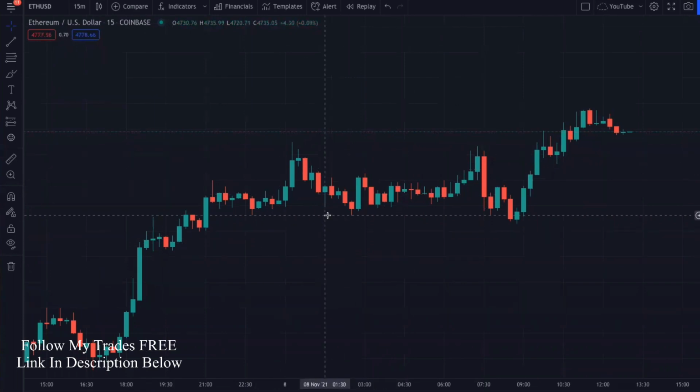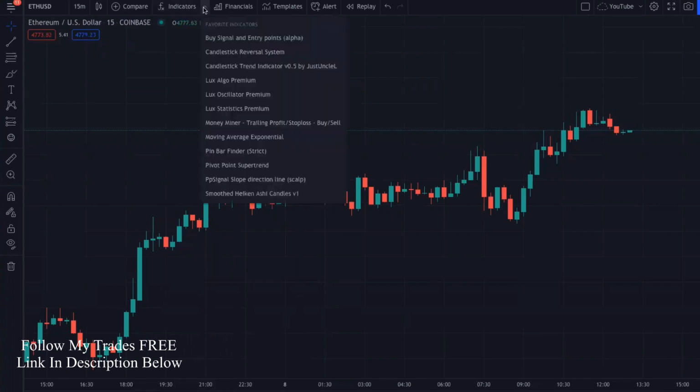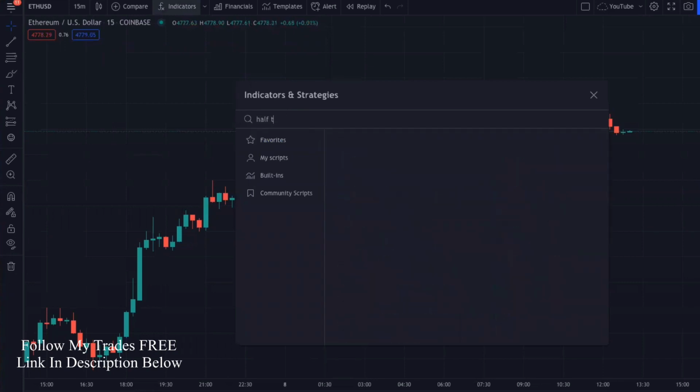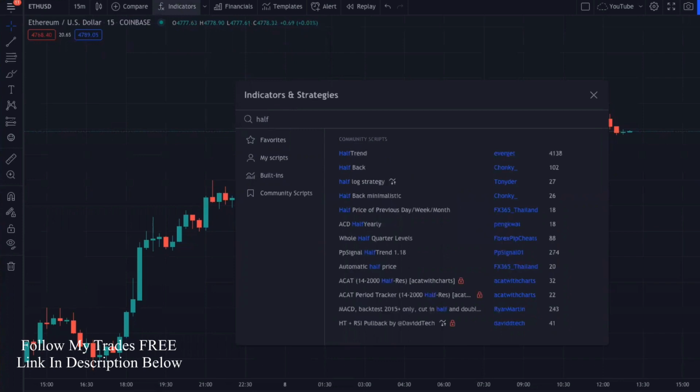So we're going to add two indicators for this crypto trading. The first is going to be the half trend. So you're going to go into indicators, type in half trend. All right, this is the one you're going to get, the half trend by Everget.